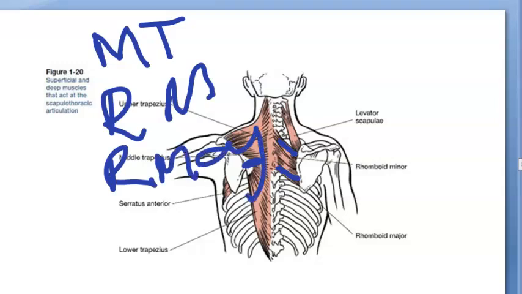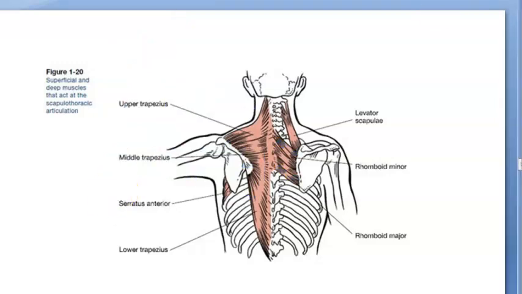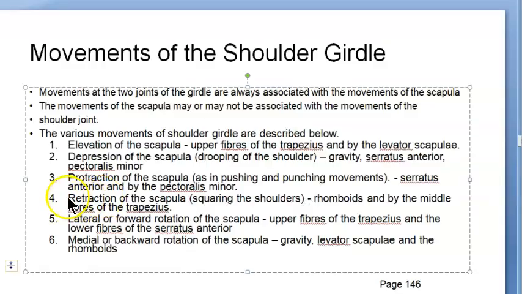What will you say? Let us see what the textbook says. Retraction of scapula, which causes the squaring of shoulders: rhomboids and the middle fibers of trapezius. Very good, people, very good. Now let us go to lateral or forward rotation of scapula.